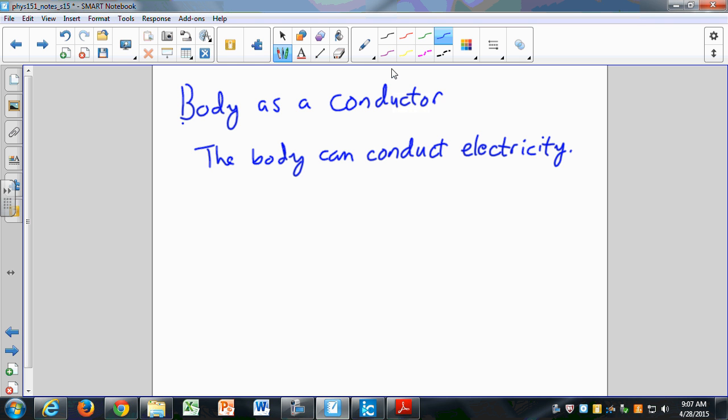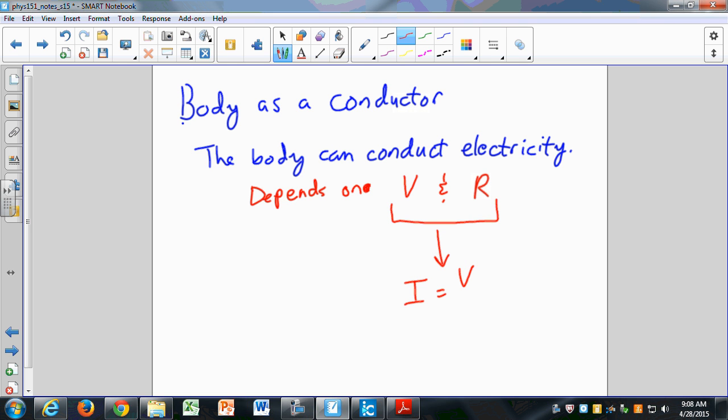So the amount of electricity that the body conducts depends on the voltage and the resistance, and resulting from those, you'll get a certain amount of current, and of course that current is equal to the voltage over the resistance. Remember, resistance is a measure of how the device, your body in this case, resists the flow of electricity. So a higher resistance, if this is really big, that means this is going to be really small. So the bigger the current, of course, the more damaging it can be to the human body.